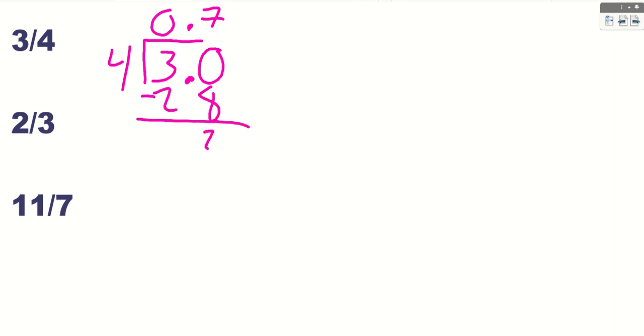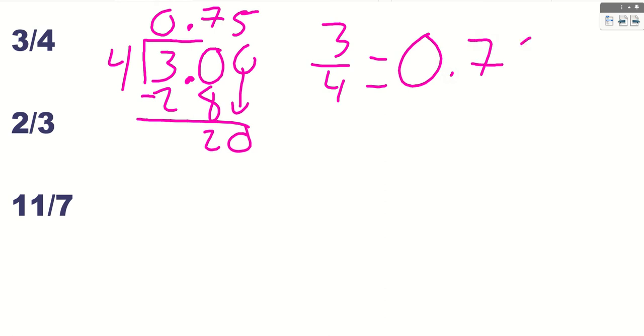And then I subtract, add a 0, bring it down. How many times can 4 go into 20? 5 times. So 3/4 is the same as the decimal of 0.75. Because this stops, we would say this is terminating.